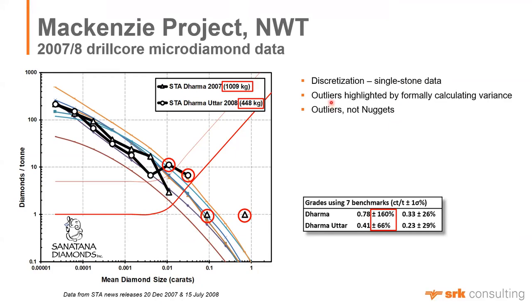So we can formally highlight the outliers by calculating the variance associated with this data set. These are outliers. They're not nuggets yet. They're simple single stone outliers. It's a recognized problem in microdiamond data sets, and they contribute a remarkable amount of variance when you compare them to known benchmark curves.